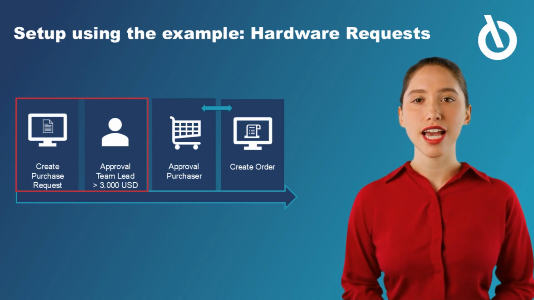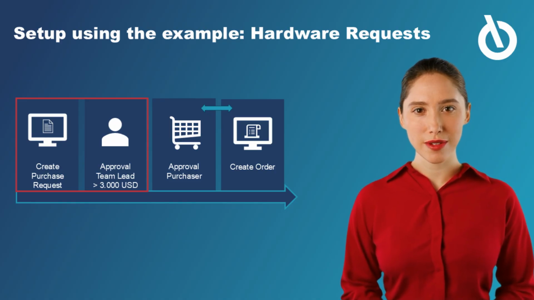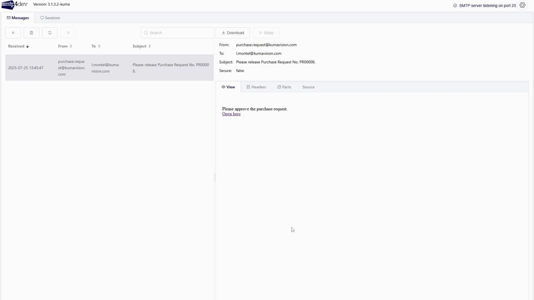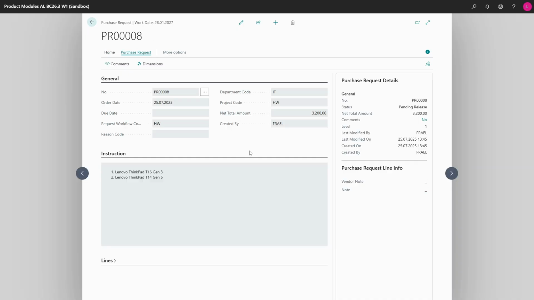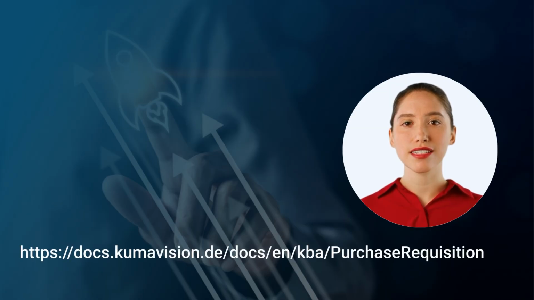Let's take another look at what the email to the team leader looks like. The team leader automatically receives an email to approve the purchase request and can open it directly via the hyperlink for checking. In this video, the basic setup of the purchase request was explained and illustrated using the example of hardware requests. Within another short video, we will show how to go through the complete approval workflow we have set up as an example in this video.